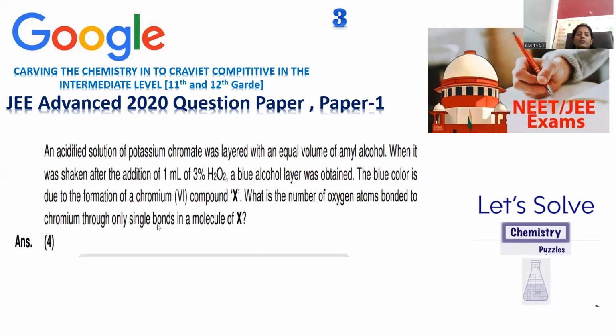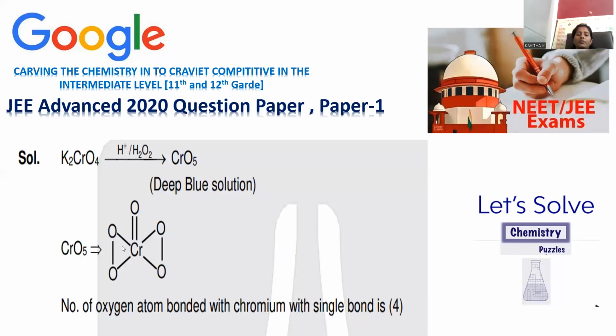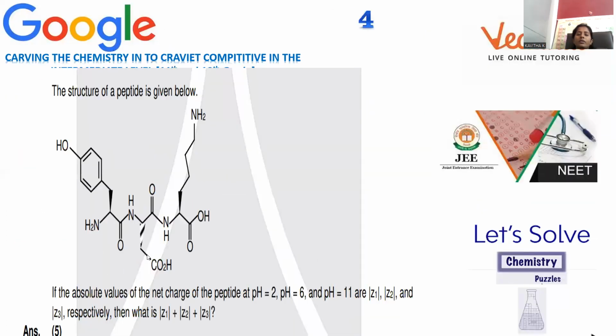This is for question number 3, where the singly bonded oxygens around the chromium are 4, right? Move on to question number 4.